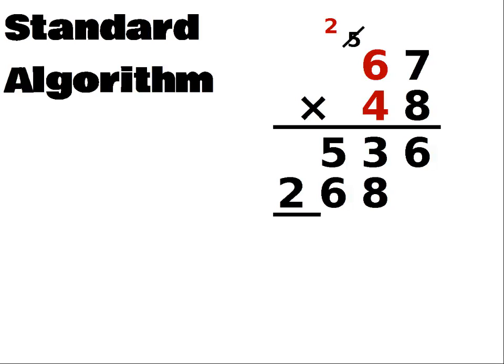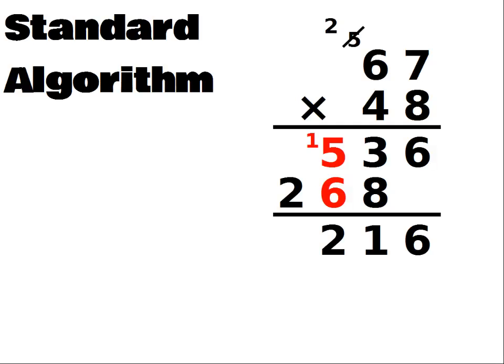Then we take these two rows and we add them up. So 6 and nothing is 6. 3 and 8 is 11, so I put the 1 there and carry the 1. 1 plus 5 plus 6 is 12, so 2 there, carry the 1. 1 plus 2 is 3, so 3,216 is the answer. Now, did that ring any bells for you? It sure did for me.